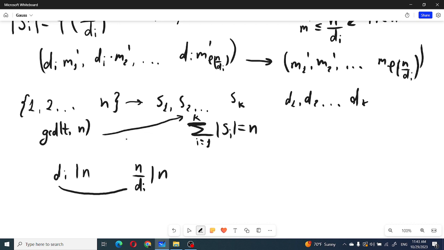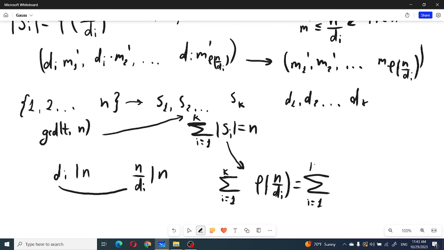So now we will show that this sum equals the sum for i from 1 to k of phi of n over d_i, because we have shown that the size of S_i equals phi of n over d_i, and clearly this equals the sum for i from 1 to k of phi of d_i, because every divisor must be given in both of these forms, n over d_i and d_i. So we have shown that the sum of phi of d_i must be equal to n. So this was all we wanted to show today.